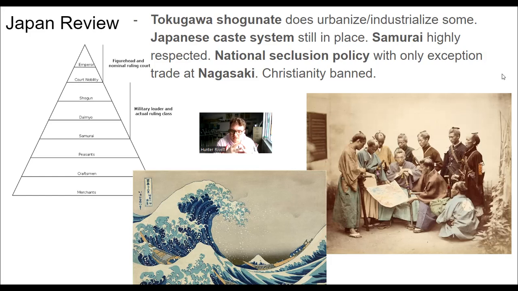That doesn't mean it's not culturally vibrant. I have here a depiction of the Great Wave off Kanagawa, right? An ukiyo-e print. You know, it's unique. And I talk about the seclusion and the Christian banning, not defending that. I'm just saying you got to understand the situation. So coming into it, it makes a little more sense.